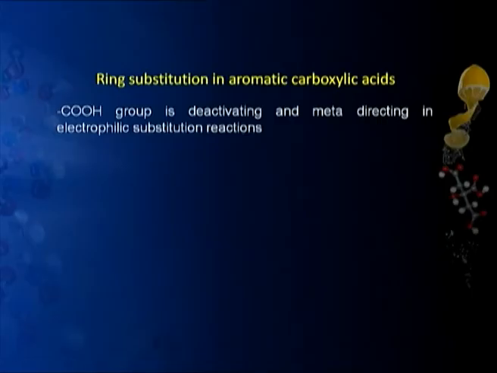Then if this carboxyl group is attached to some aromatic ring, that is we are talking about aromatic carboxylic acid, then substitution will occur on the ring and the carboxyl group acts as a deactivating group and a meta directing group for electrophilic substitution reactions such as nitration. You are familiar with these electrophilic substitution reactions. These are basically 5 reactions: nitration, sulfonation, halogenation, Friedel-Crafts alkylation and Friedel-Crafts acylation.